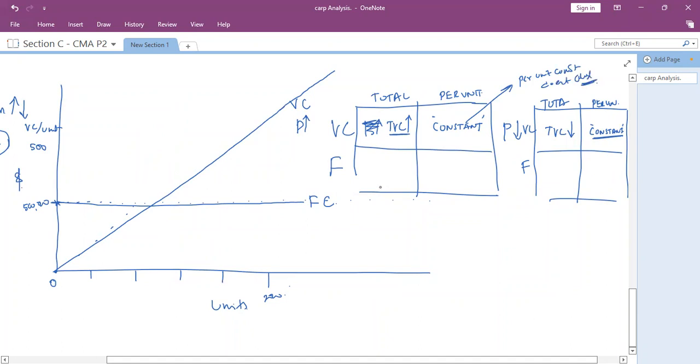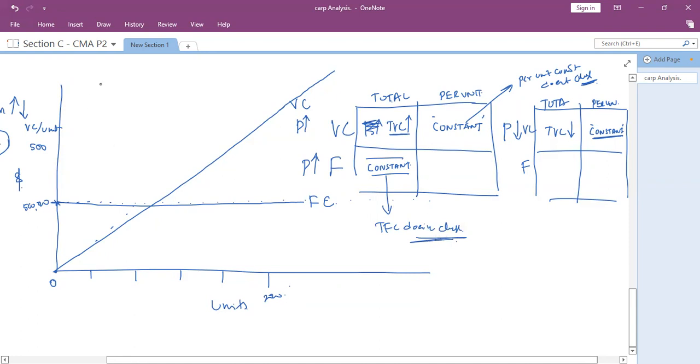Okay. Let us take fixed cost. If production increases, total fixed cost? Constant. Total is constant. Total fixed cost doesn't change. But per unit changes, sir.